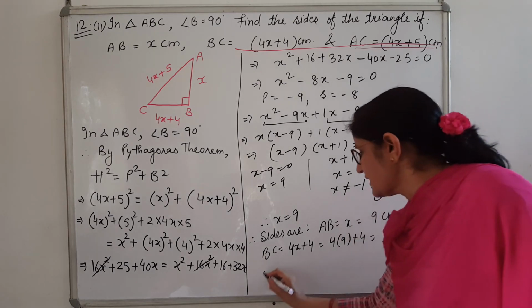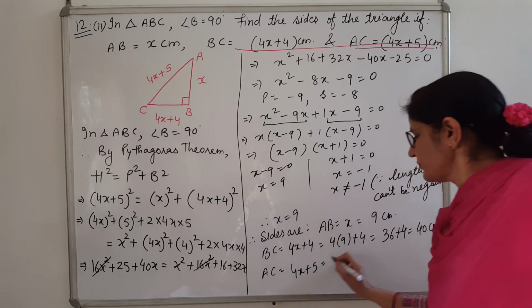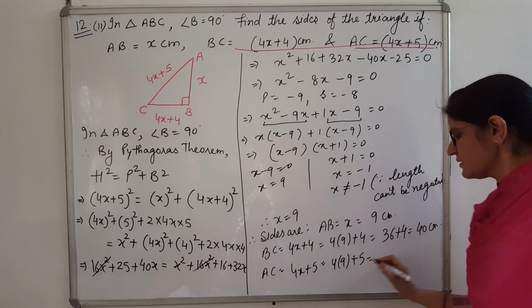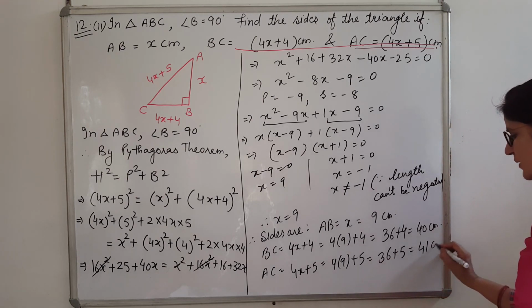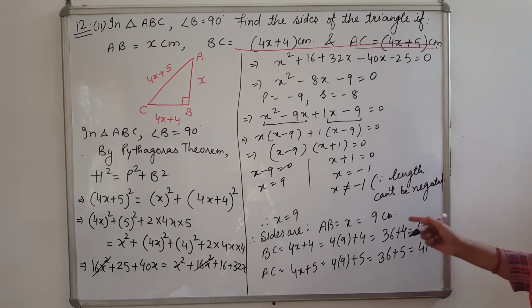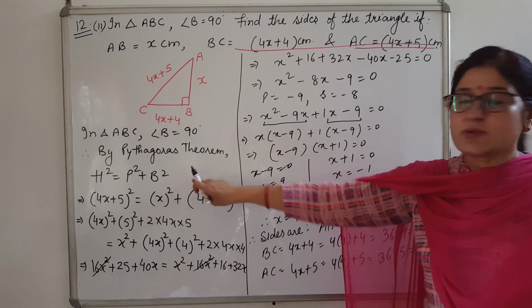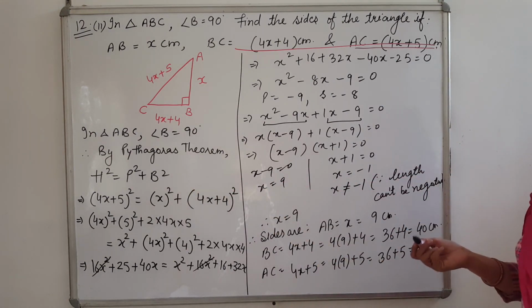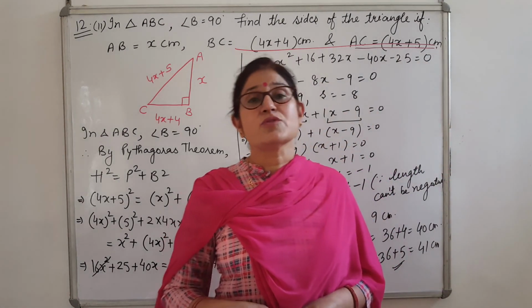Now what is AC? 4x plus 5, 4 into 9 plus 5. 4 nines are 36 plus 5, 41 centimeter. To check your answer, you can go by this property, h square is equal to p square plus b square. Substitute these values and calculate. Then you can check whether your answer is right or wrong. So like this, you can try the other sums of this exercise.